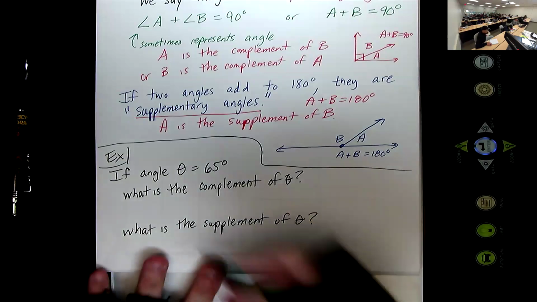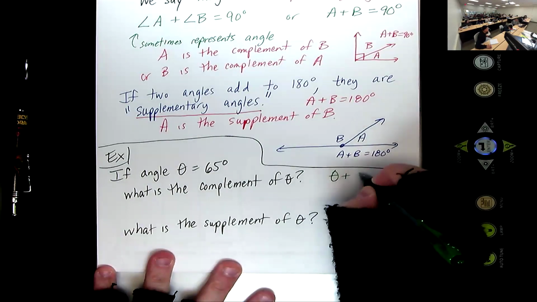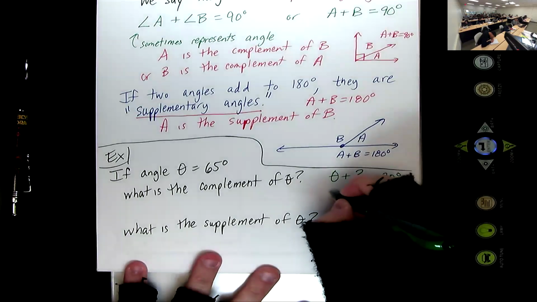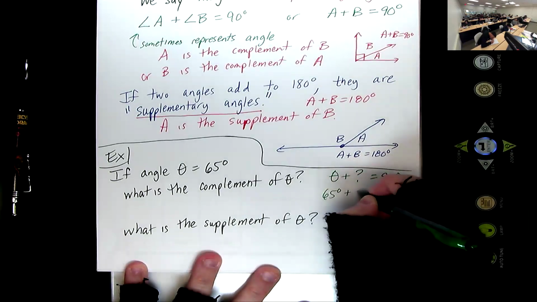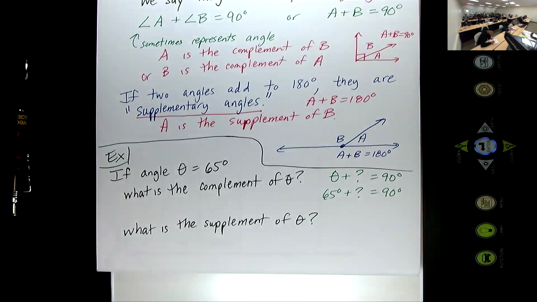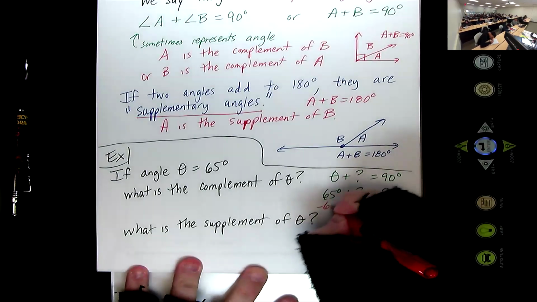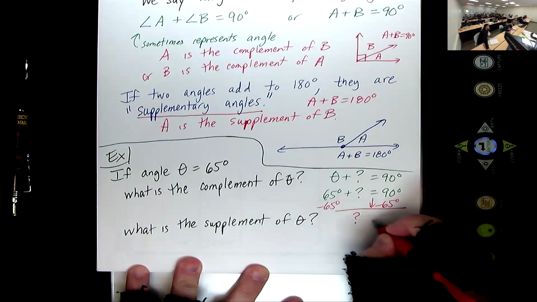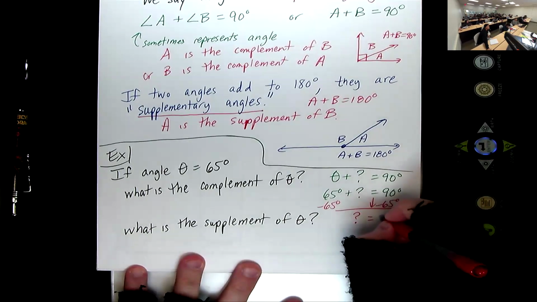So for the first one, we can say theta plus question mark equals 90 degrees. We could use the question mark as a variable. But theta is 65 degrees, so I'm gonna put theta in. How could I find the value of the question mark using stuff from algebra? Subtract 65 degrees from both sides, a nice little algebra step. And 90 minus 65 is 25 degrees.